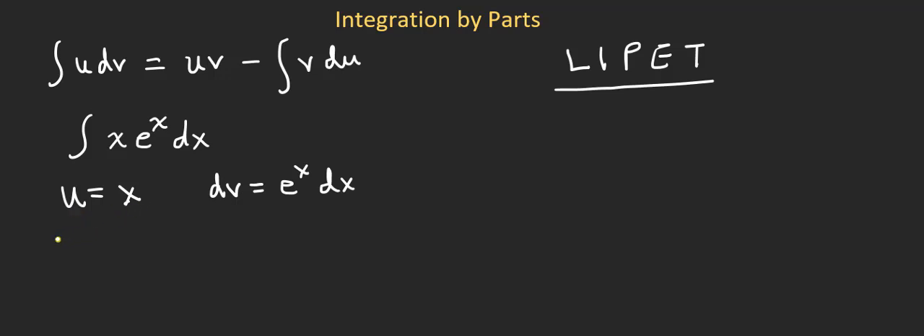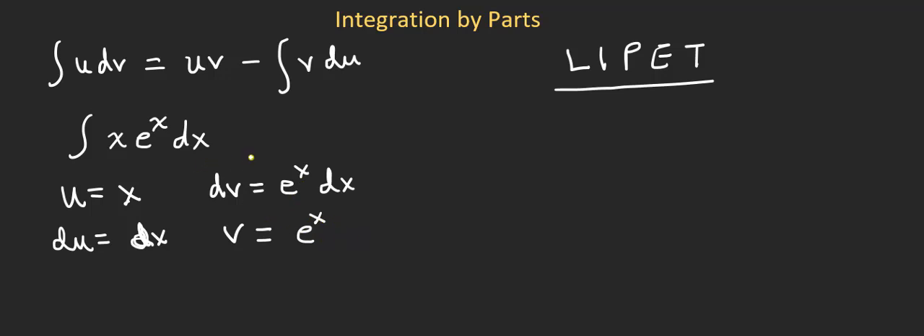If u is x, what is du? That will be just dx, isn't it? Because the derivative of x is 1. What about dv? What is v? V is the integral of e to the x, which is just e to the x.